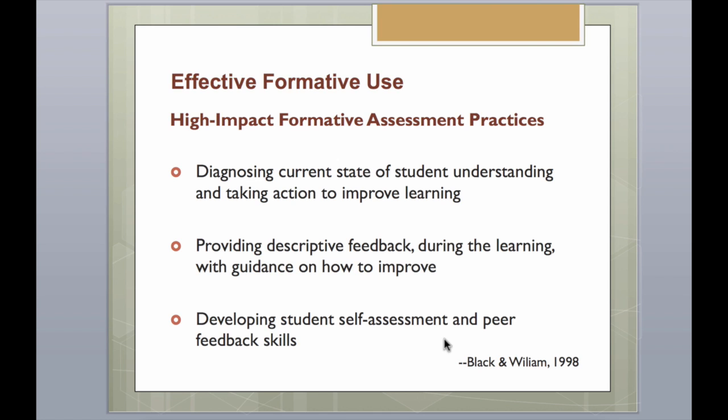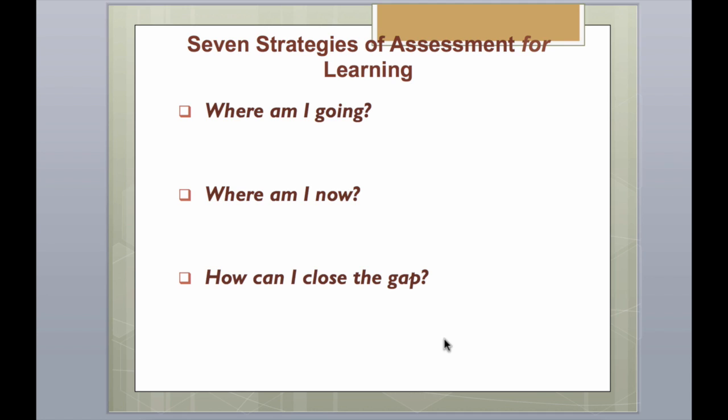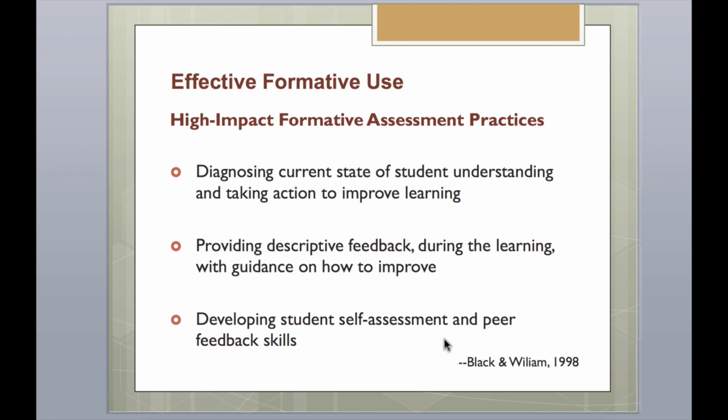So we have on the one hand, on effective use, making sure that our grades are communicating effectively. And on the other hand, making sure that when we are using assessments formatively, that we are moving beyond just looking at the data to taking action, both ourselves and our students. When we put the teacher and the student action together, we can think about formative assessment in terms of 7 strategies.